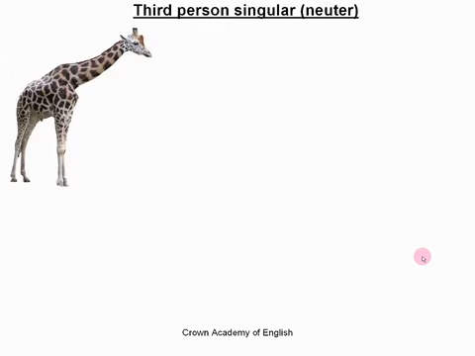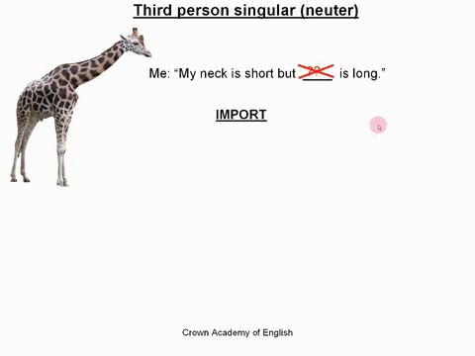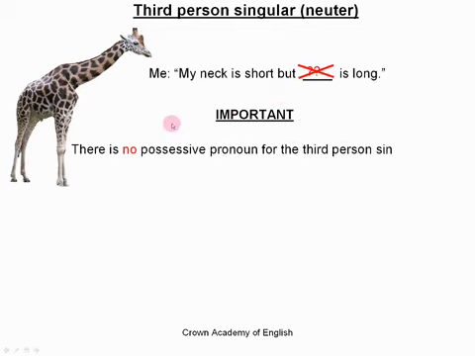Third person singular, neuter. So I say, my neck is short, but is long. So what do we say here? What is the third person singular neuter? Well, in fact, very important, there isn't one, okay? This is an exception. There is no real common possessive pronoun for the third person singular neuter. Okay, some people will say it's here, but it is wrong.